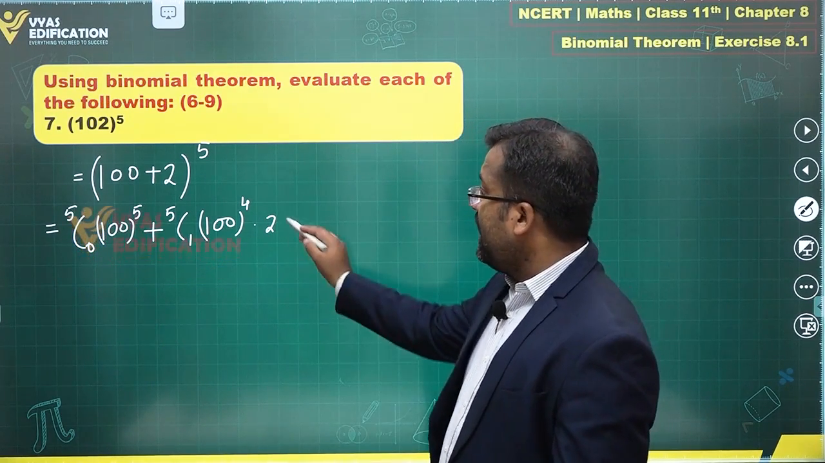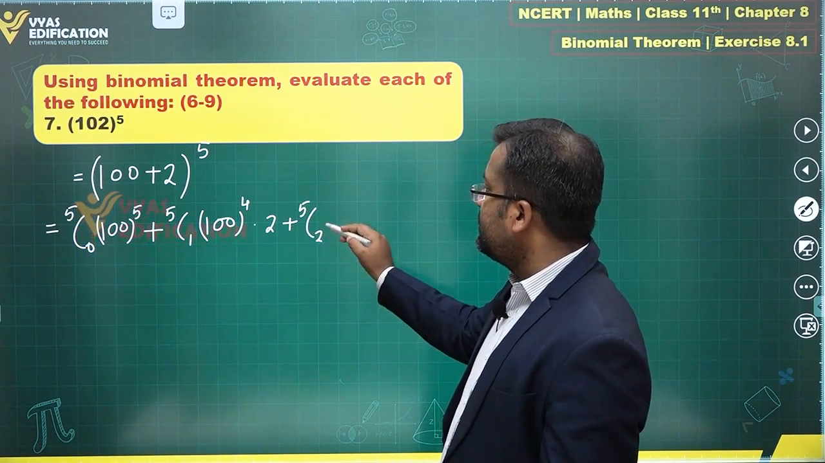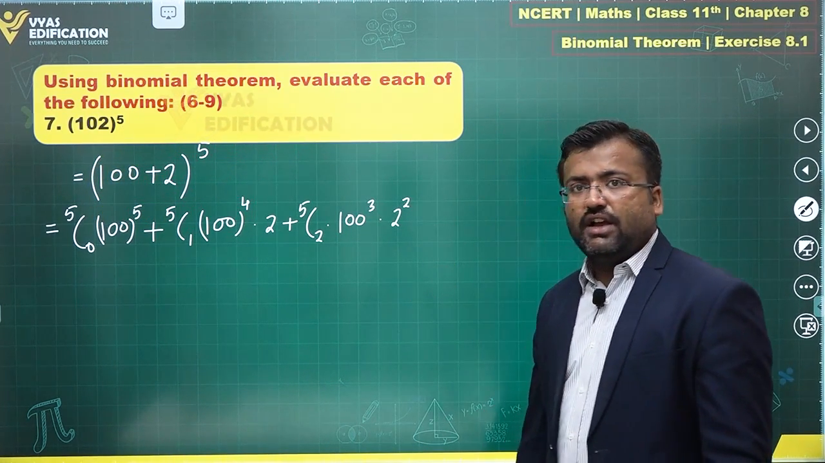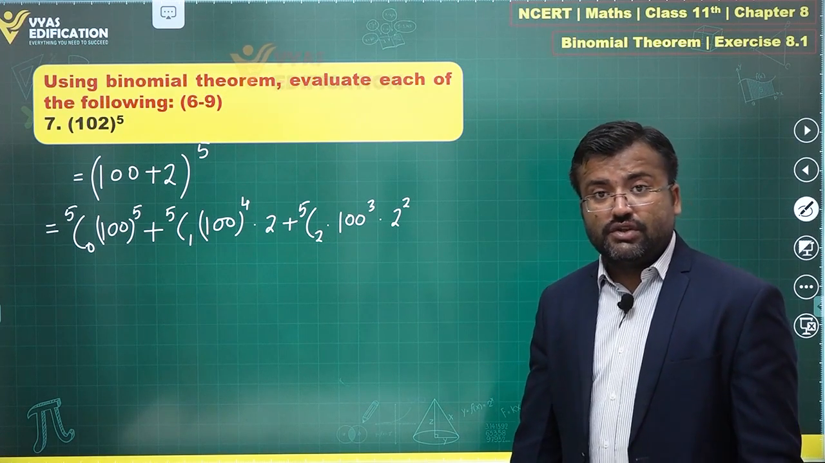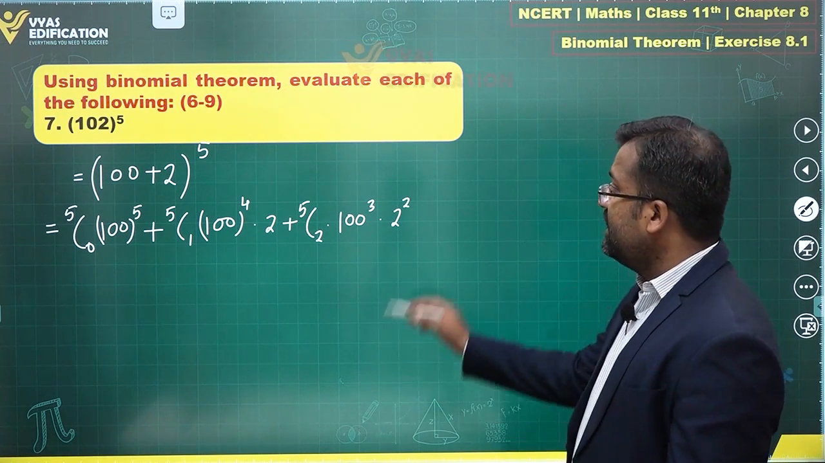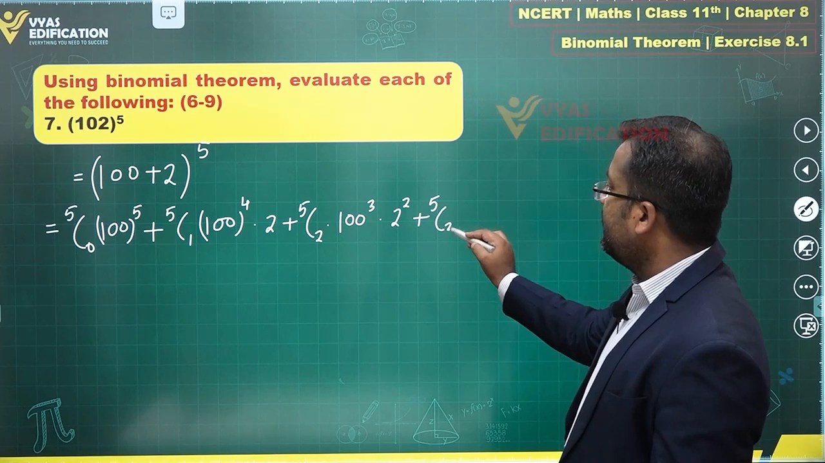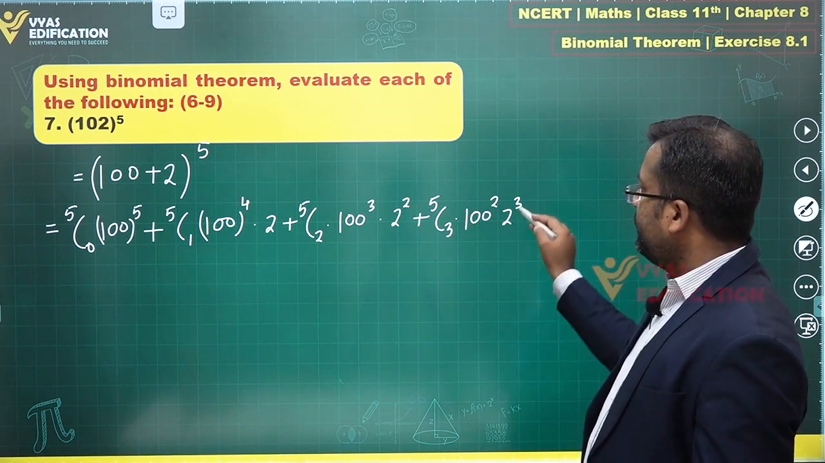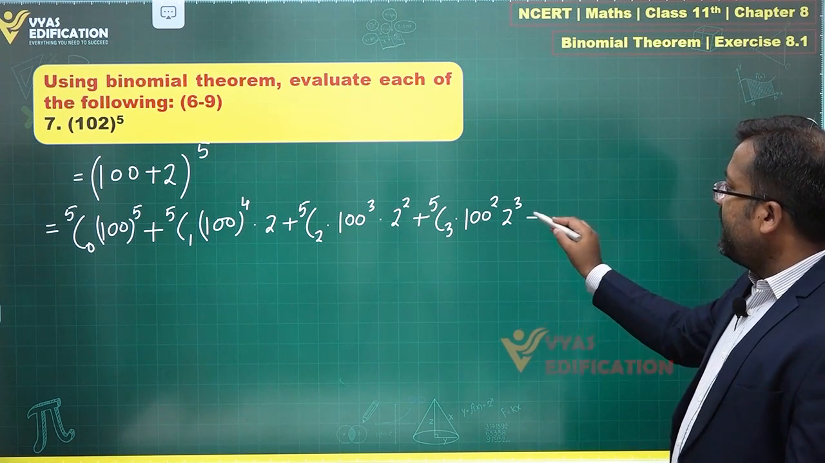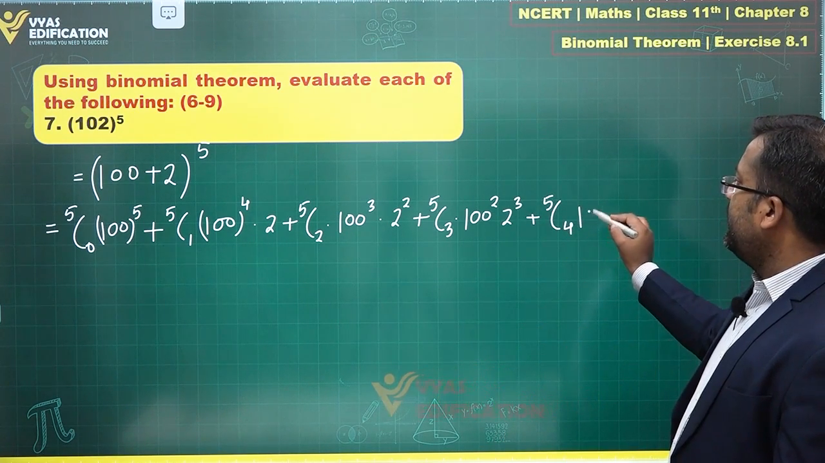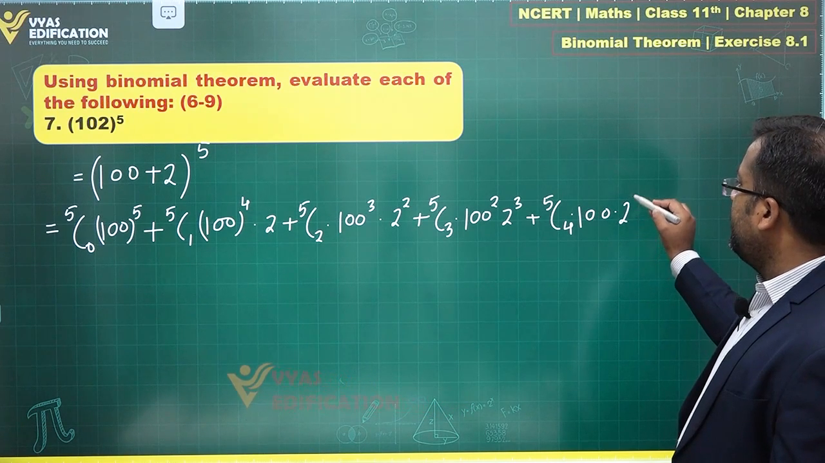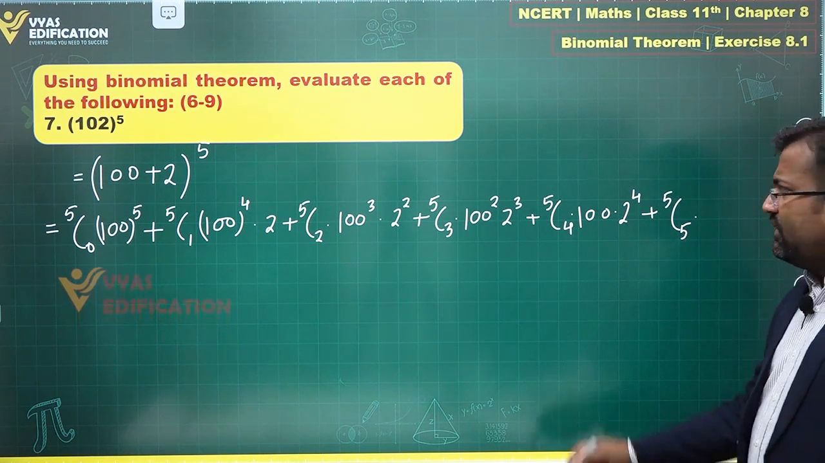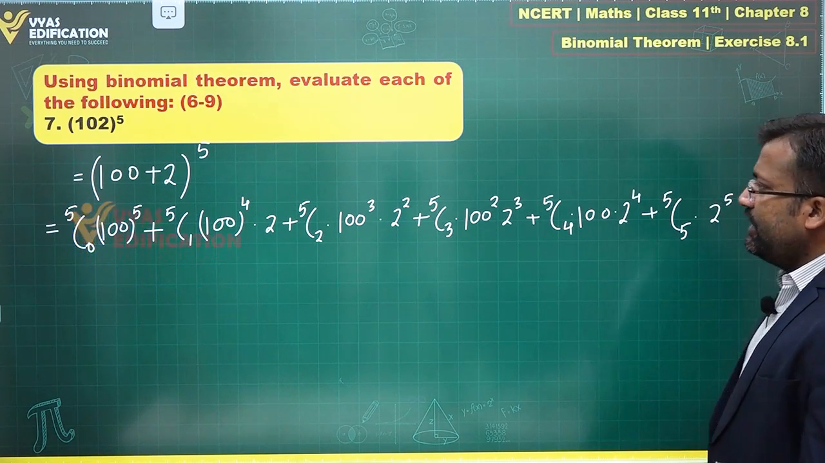What about the next term? Then you'll have 5C2 as the binomial coefficient, 100 power 3 and 2 power 2. The power of 100 is reducing by 1, and the power of 2 is increasing by 1. The next term will be 5C3 times 100 power 2, 2 power 3. Power of 100 reduces, power of 2 increases. Next we'll have 5C4, 100, 2 power 4, plus 5C5 times 100 power 0, which is 1, and 2 power 5.